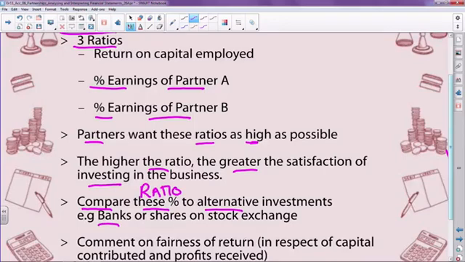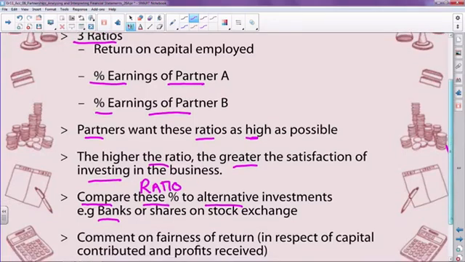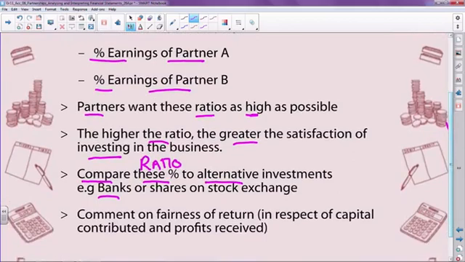Right, and then the last point to remember is it is a partnership, so you may be asked to comment on the fairness of the return, especially in terms of the capital contributed by each partner as well as the profits received by each partner. So you could find, for example, partner A contributes twice as much capital as partner B, but for some reason partner B is earning a higher return than partner A, or it could be the other way around.